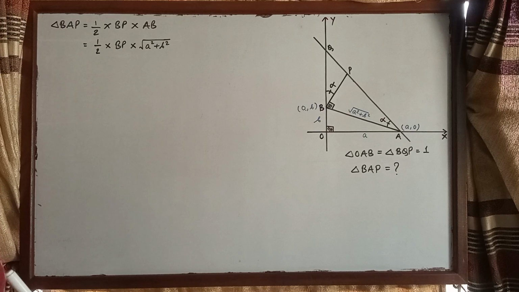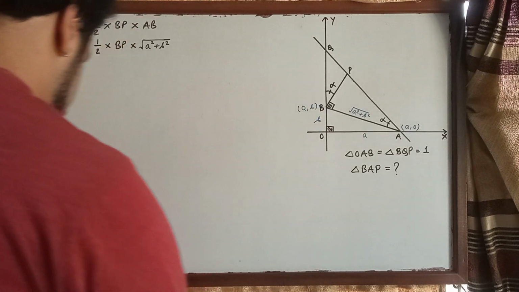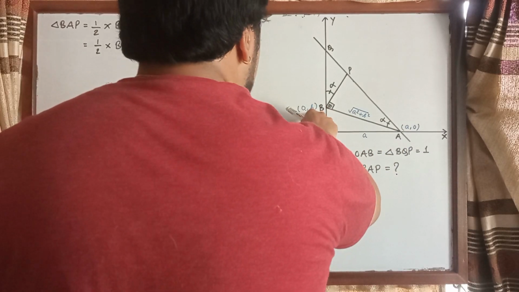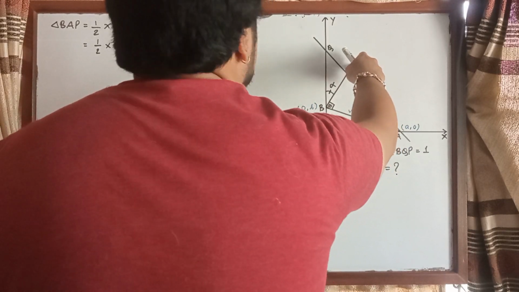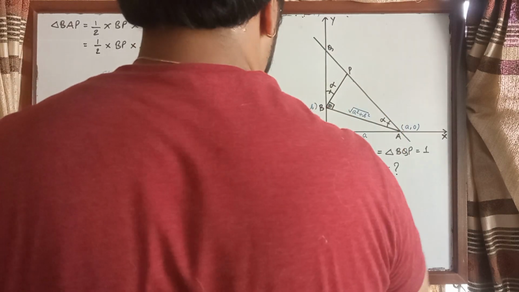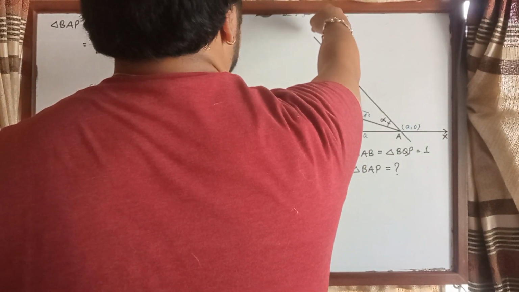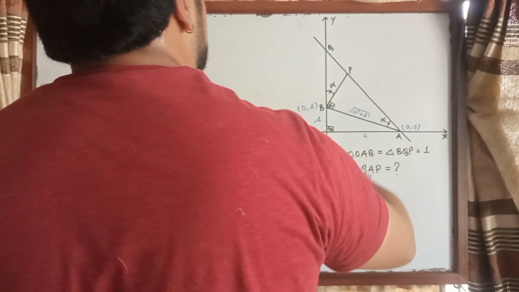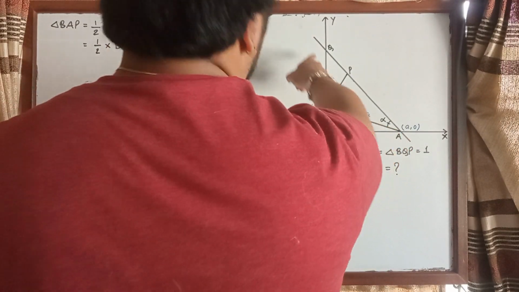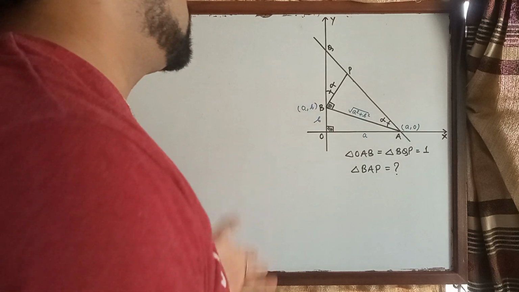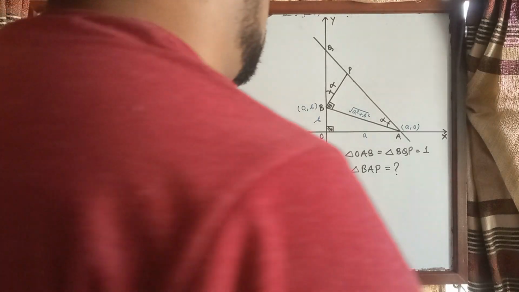Next, we need BP, right? We have the coordinates of B, but we do not have the coordinates of P. In order to find the coordinates of P, we need to solve the equations representing the lines AQ and BP. For this, we need the equations for AQ and BP, and to find those equations, we need their slopes.